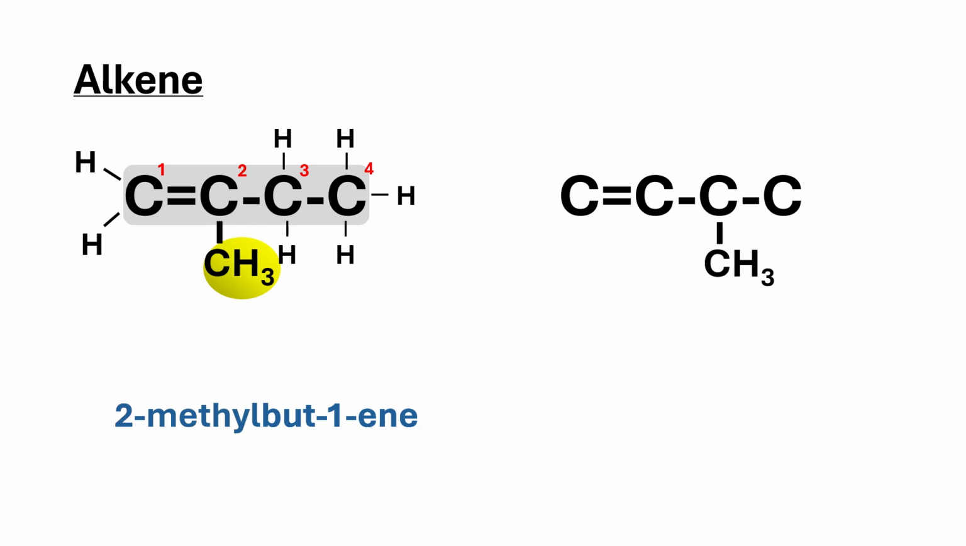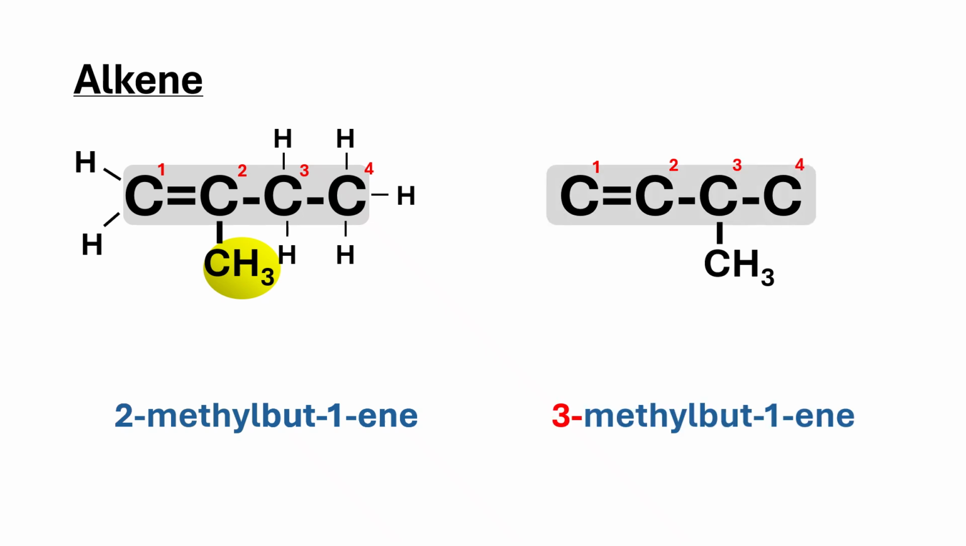What if you move the side chain to somewhere else? For the alkanes, we were counting from the side that's closest to the side chain, but in an alkene, the double bond gets a priority, so always make sure to count from the side that's closer to the C=C double bond, not the side chain. So here we have a methyl group coming off the third carbon, so it becomes 3-methyl-but-1-ene.